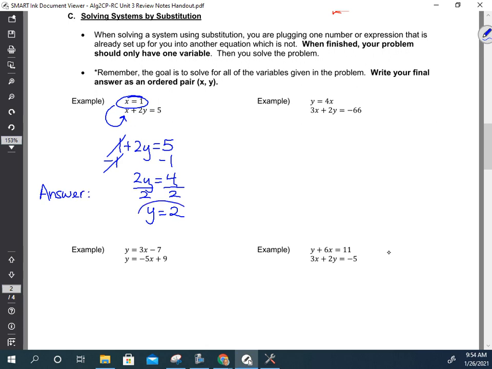So x is equal to 1, y is equal to 2, (1, 2). That's easy substitution. That's light work. So let's take it up another notch. Let's make it an expression.